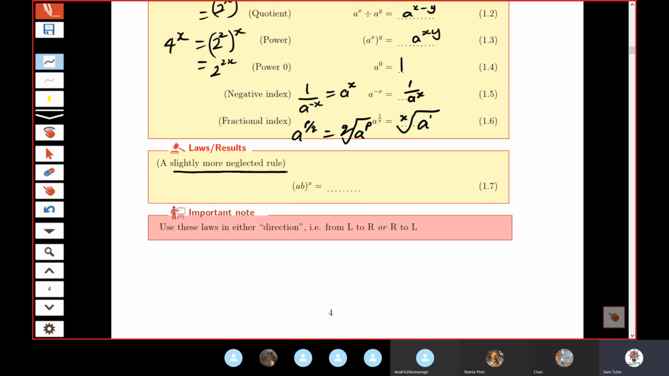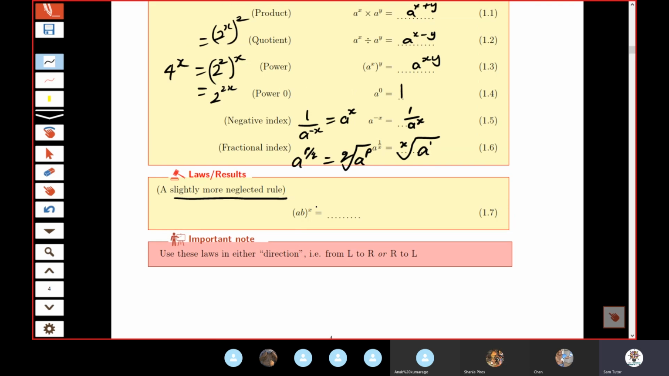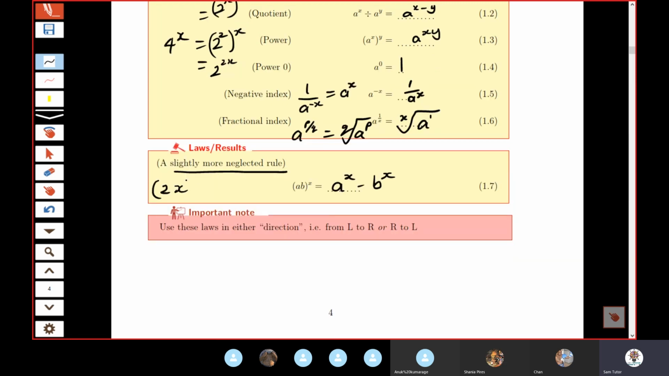A slightly more neglected rule, I believe this should be part of the laws that should be taught, but unfortunately it's not. So we do make it a law for us, and we just say it's a more neglected rule. It says that if I've got 2 terms that are multiplied and it's all to the x, then that's the same as writing each one to the x. Now, most of us are pretty comfortable with doing that. If I gave you, I don't know, 2x to the power of 2, I think most of us would have done 2 squared times x squared, so it's 4x squared.